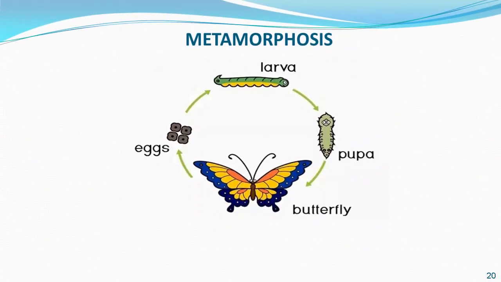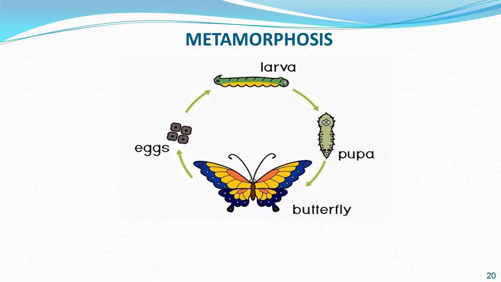Metamorphosis is a very important character of phylum Arthropoda, especially insects, right? And what do you mean by metamorphosis? These organisms go through one path to complete one life cycle. That is known as metamorphosis. It passes through various stages, right?